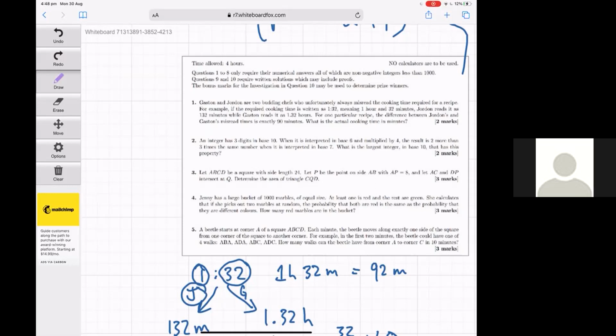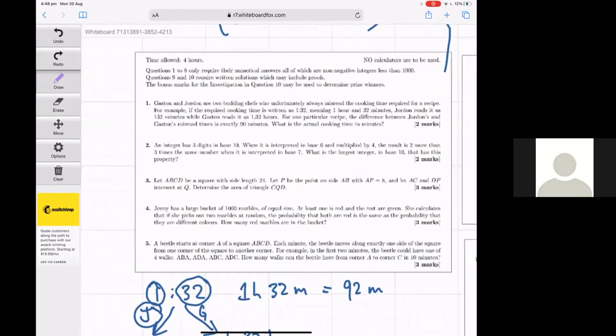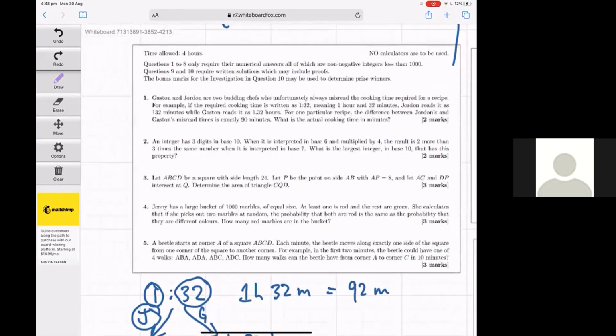Okay, so this question says, an integer has 3 digits in base 10. Can everyone hear me okay, by the way? Okay, anyway. So an integer has 3 digits in base 10.